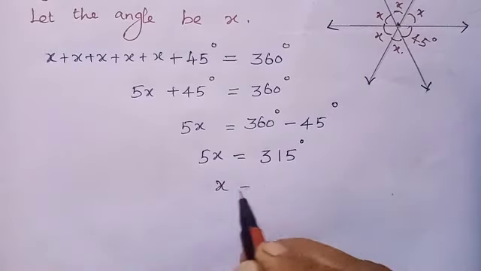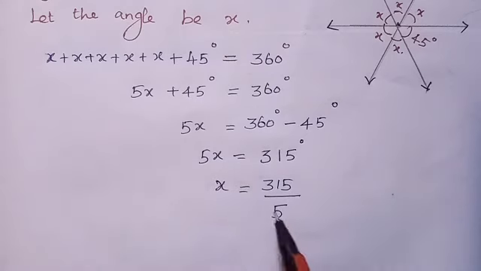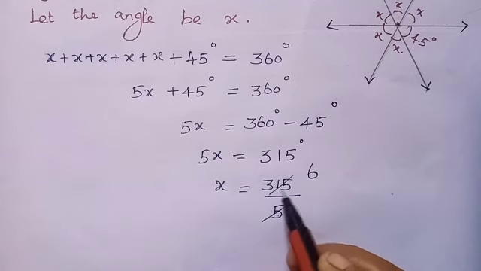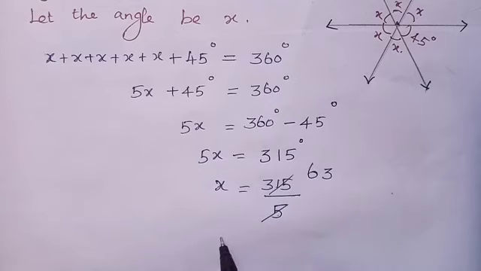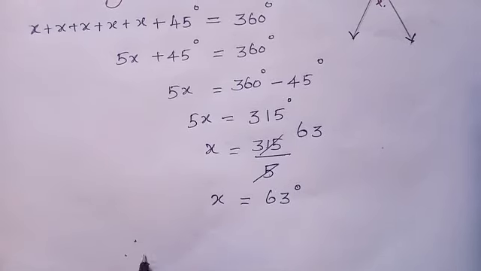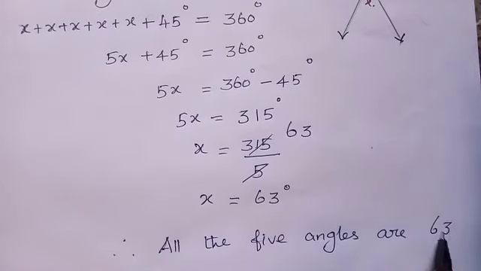So what is the value of x? 315 divided by 5. Cancel it using the 5 table. What do you get? 6 5s are 30. Remaining 1, so the next number is 15. Together we can take that: 3 5s are 15. So what is the value of x now? x is equal to 63 degree. Therefore, what about the measure of all the 5 angles? Therefore, all the 5 angles are how much degree? 63 degree.